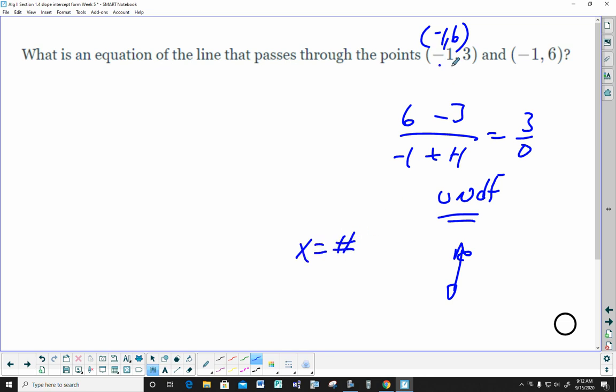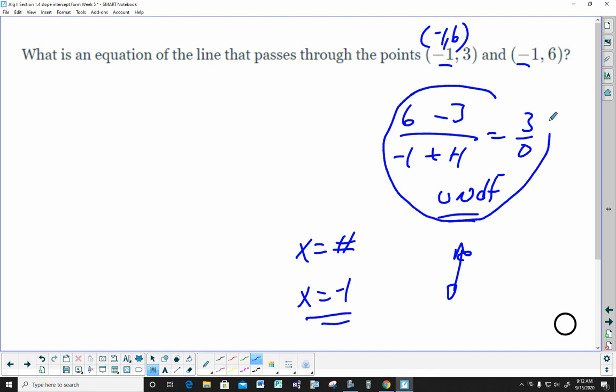And notice the x is the same in both of them. If you could predict the x is the same in both of them, you should know that it has an undefined slope, which means it's vertical, which means it's x equals some number, and your answer is x equals -1. So if you see that the x values are the same, you don't have to go through the work of finding the slope. You can just go, oh, I know my slope is undefined, and just write the answer.